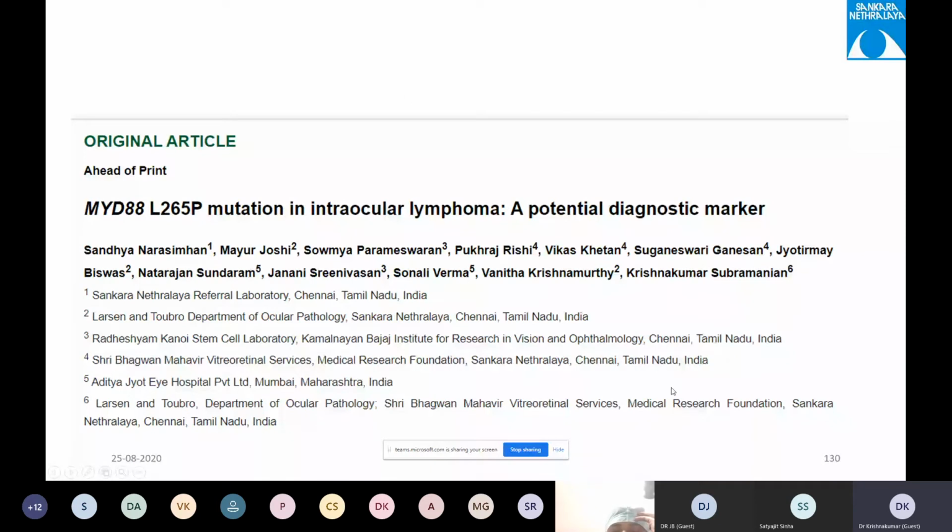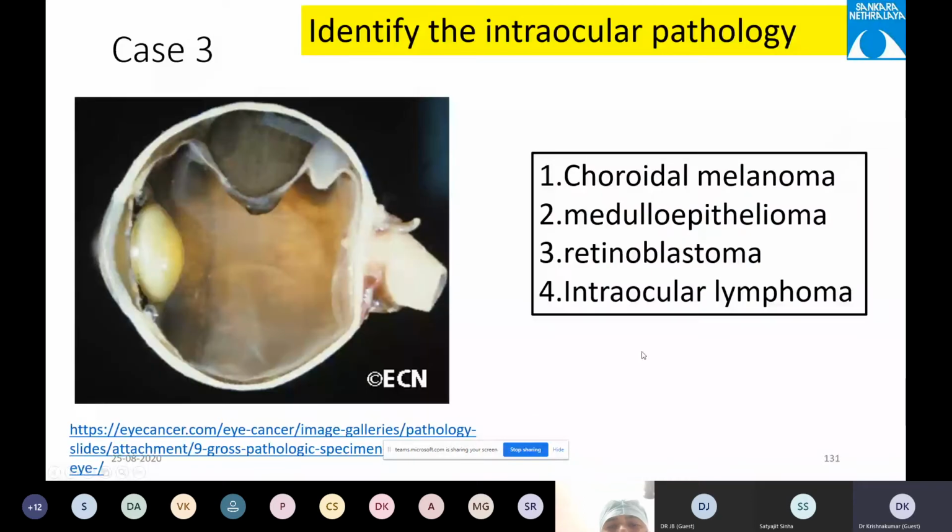And what is this? This is once again an eyeball, cornea, and you find some pigmented mass coming from here. What do you think? Is it medulloepithelioma, retinoblastoma, lymphoma, or choroidal melanoma? Where is the mass? It is coming beneath the retina. So since it comes from the choroid, it is choroidal melanoma.